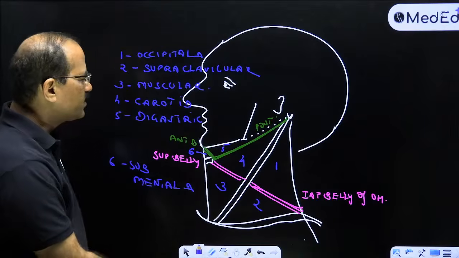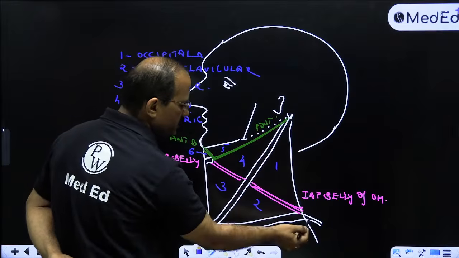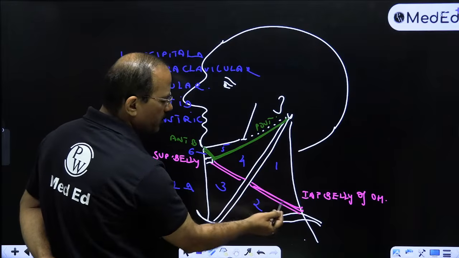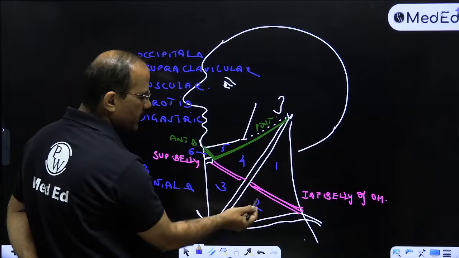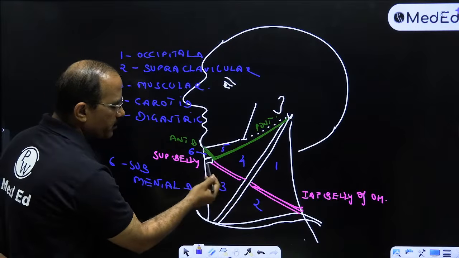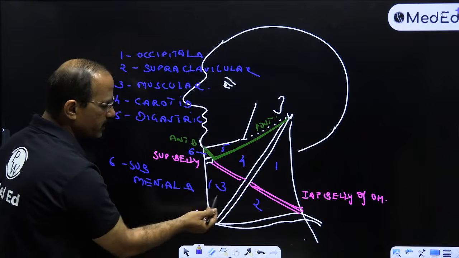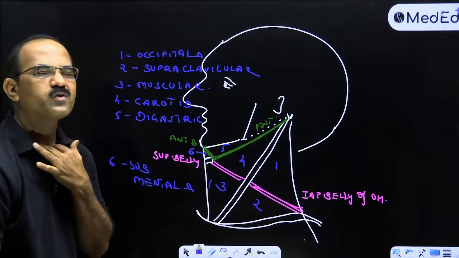Right? So now you tell me, what are the boundaries of this posterior triangle? Sternocleidomastoid, trapezius, ये trapezius है, ये clavicle है. That's the inferior belly of omohyoid. तो ये होता है occipital triangle, ये supraclavicular triangle. ये नंबर 3 देखिए, that's the superior belly of omohyoid, that's the sternocleidomastoid, that's the midline of the neck. यहाँ है muscular triangle, muscles होते हैं यहाँ पे, strap muscles.